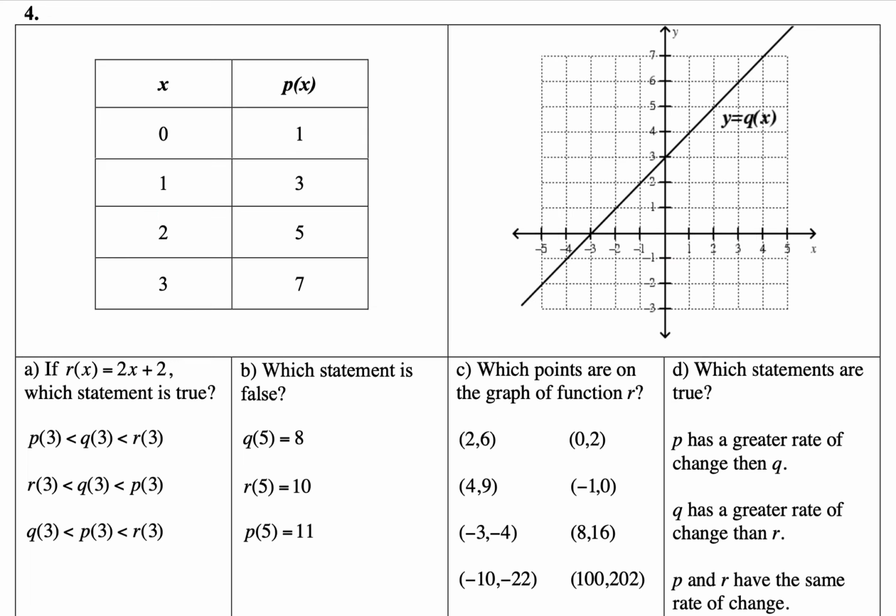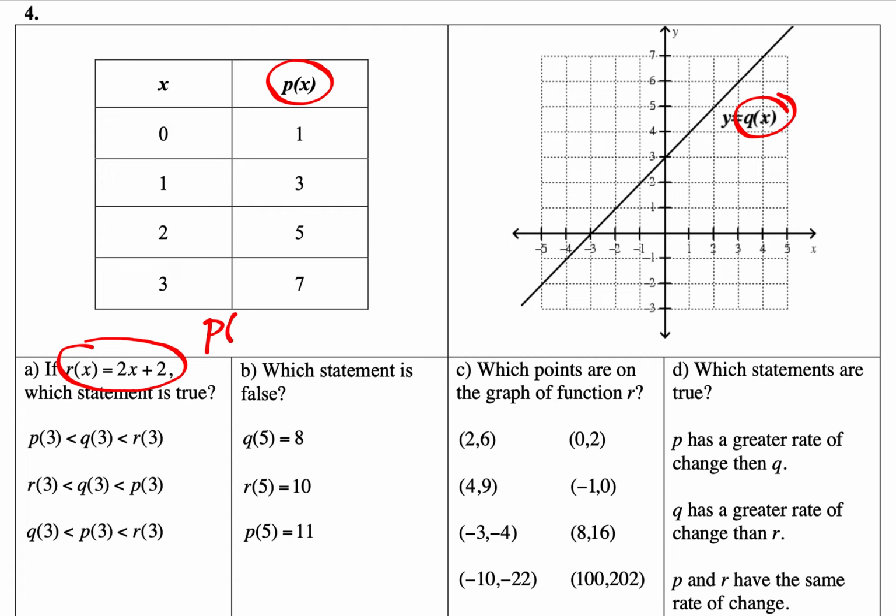Okay, now for number 4. We're making a comparison here between P of x, Q of x, and R of x. On part A, which statement is true? P of 3 less than Q of 3 less than R of 3. It looks like on all of these, it's doing P of 3, Q of 3, and R of 3. We just need to put them in the right order.